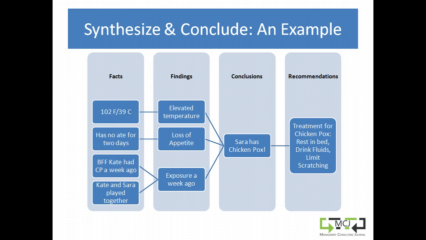So you want to tell Sarah's parents, Sarah has chickenpox, and what you should do is let her rest in bed a lot, drink a lot of fluids, and limit the amount of scratching she does. I concluded that she has chickenpox because her temperature is above average, she has a loss of appetite, and she had exposure to chickenpox a week ago. And these are all things that led me to make this conclusion.